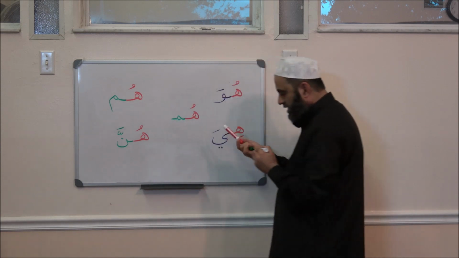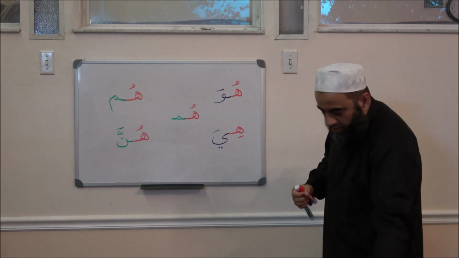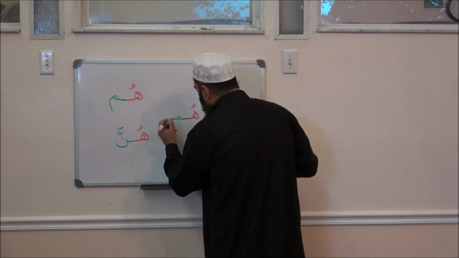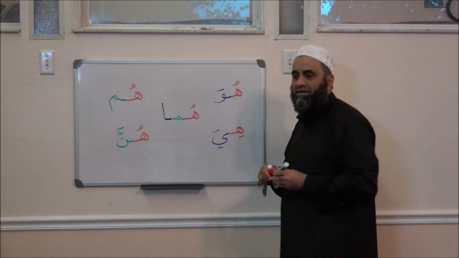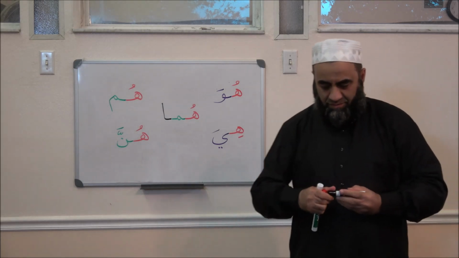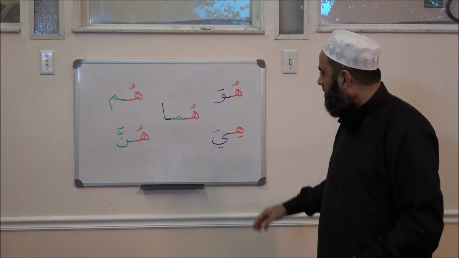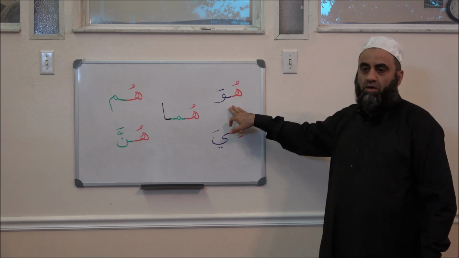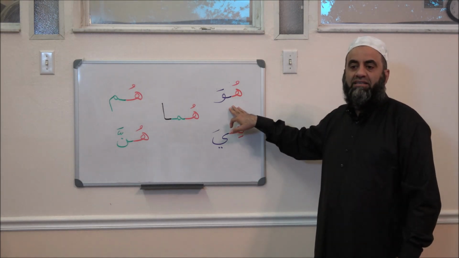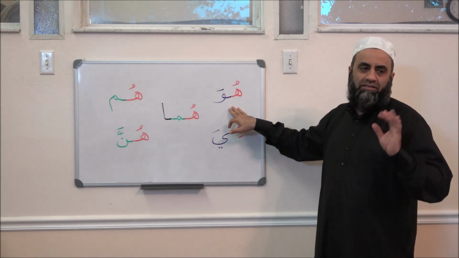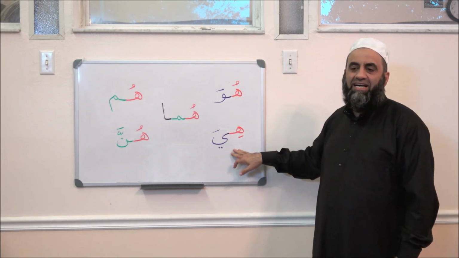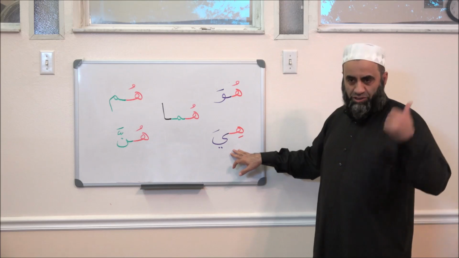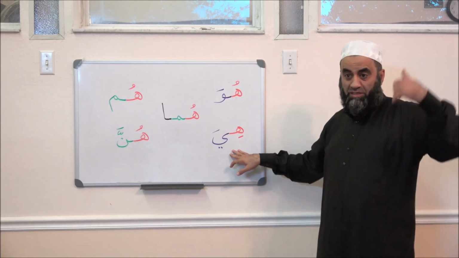With the meme, I make it plural. Then I'm going to add an alif. Huma. Huwa. He. Huwa Allah. He is Allah. La ilaha illallah. Hiya. Hiya Fatima. She is Fatima. I'm talking about now third person.